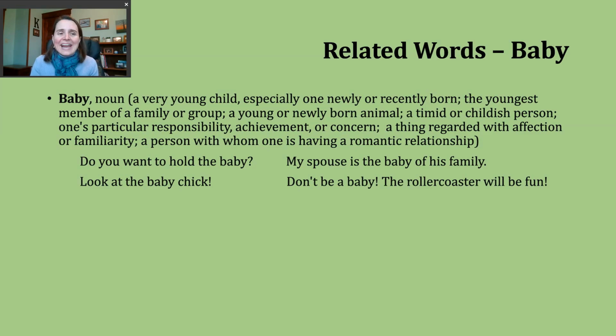A fourth way to use the noun baby is to label someone really as a timid or a childish person. So sometimes people will use this to try and get someone to act or behave differently. You can see that in my example sentence here. Don't be a baby. The roller coaster will be fun, right?